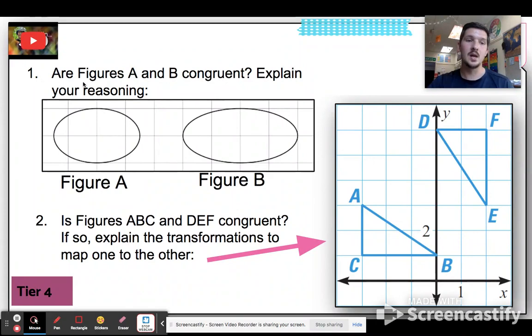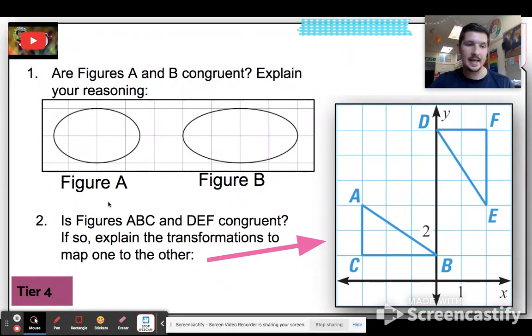So your opener today was, are figures A and B congruent? Explain your reasoning. I'm hoping number one was pretty quick for you. Your explanation should have been no, they are not congruent because figure A is smaller than figure B, right? Congruent shapes have to be the same size, so they are not congruent.